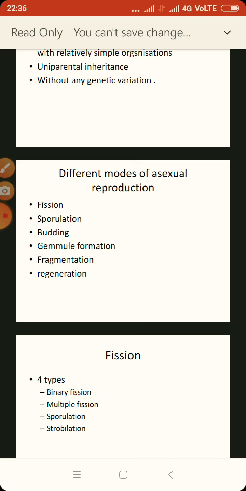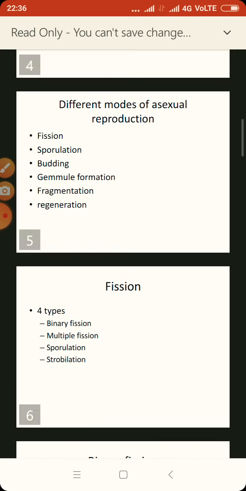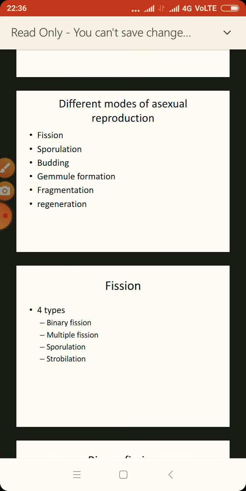Now let's go one by one: what are the different forms of asexual reproduction? When we try to classify them, asexual reproduction takes place in the form of fission. It takes place in the form of sporulation, which helps in the formation of small spores. It takes place in the form of budding, gemmule formation, fragmentation and regeneration.